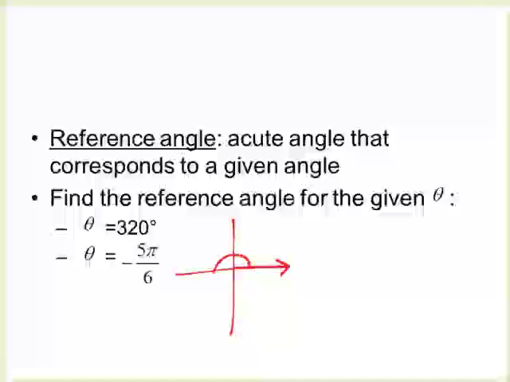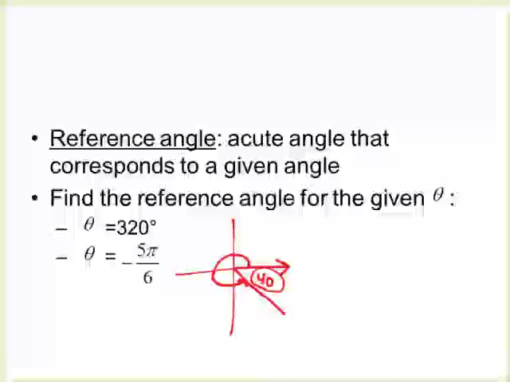320 degrees counterclockwise around the circle will end up in the bottom right quadrant. How far away from the closest x-axis? 40 degrees. 320 is 40 short of being the full circle. That 40 is the reference angle. So I was already in the last lesson having you put that number into your angle when you graphed it. That angle has a name. It's called the reference angle.